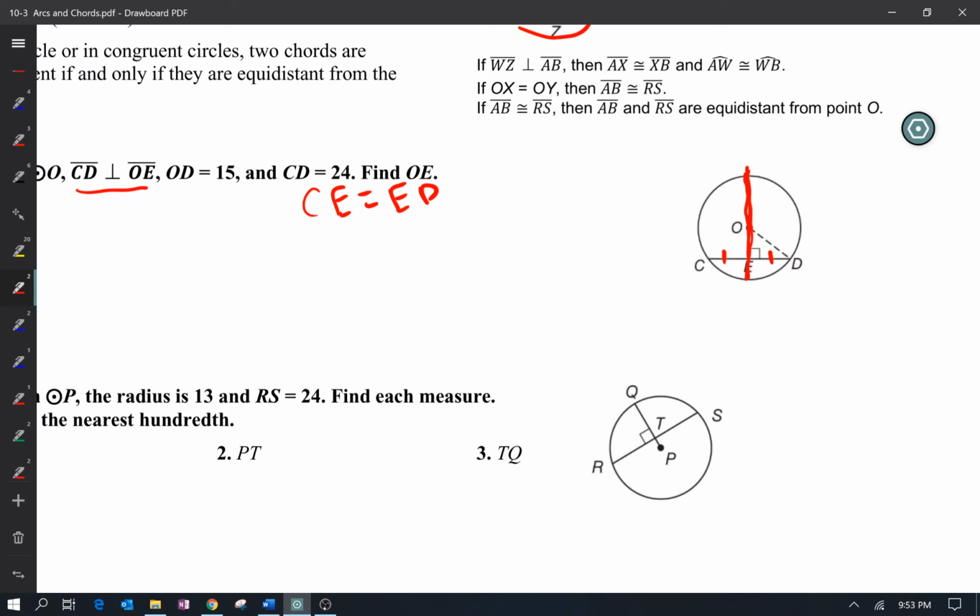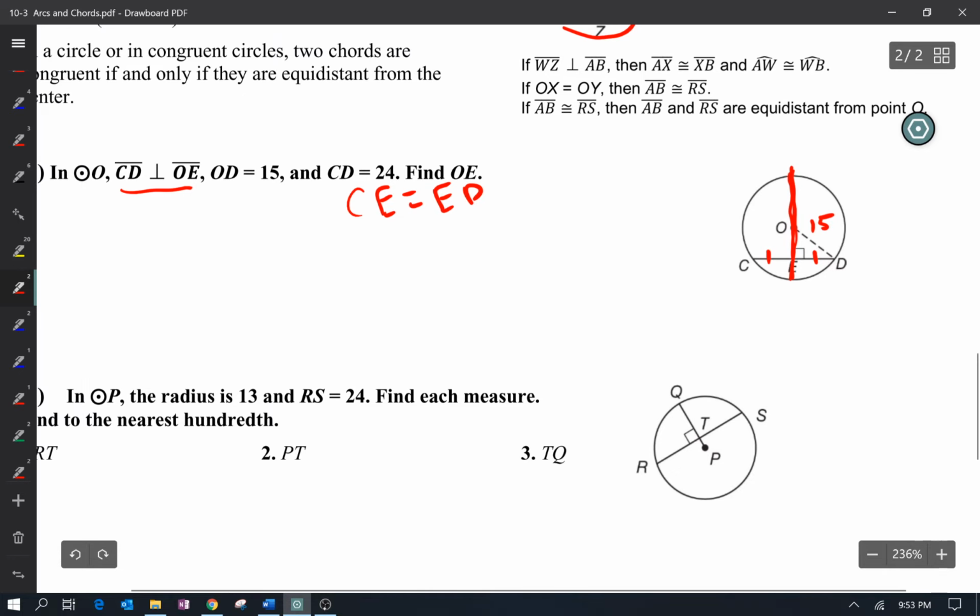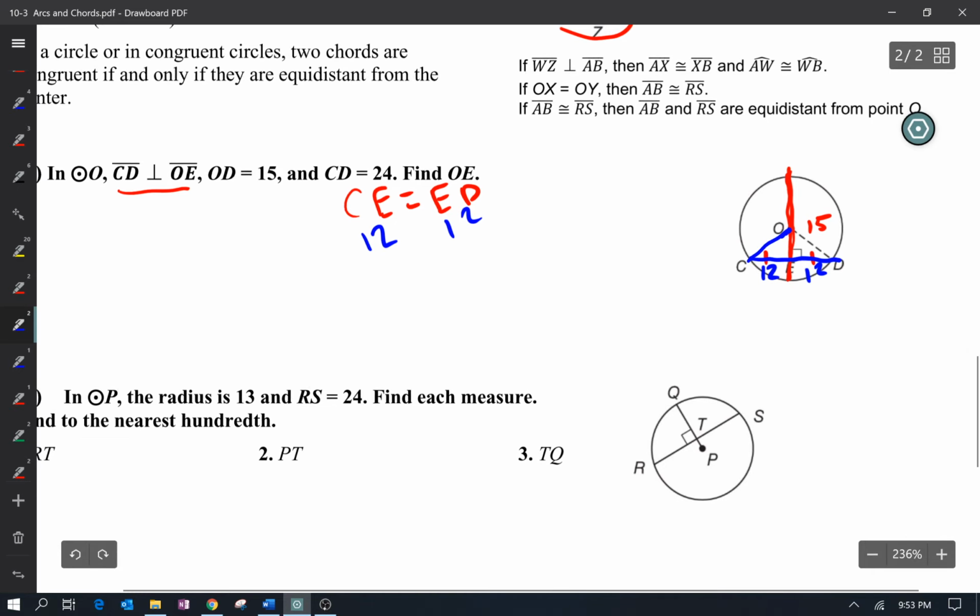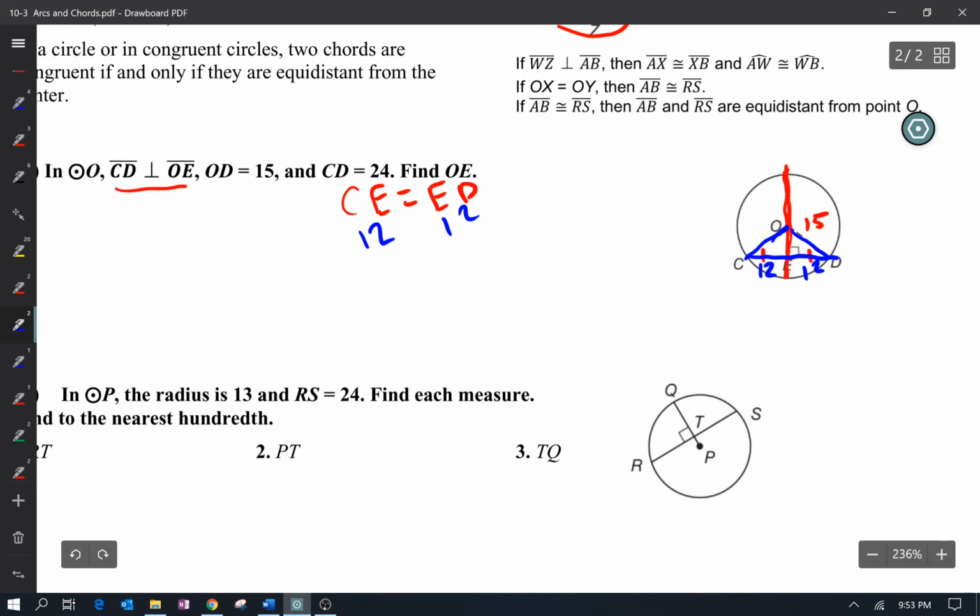So we know that OD is 15, right? So we know OD is 15. That's given. And we know that this chord, right, this blue chord, is 24. So ED must be 12 and CE must be 12. So I'm just going to write those here, right? Now I think you can see where we're going with this, right? If those are both 12, look what's going to happen if I construct both of these, right?